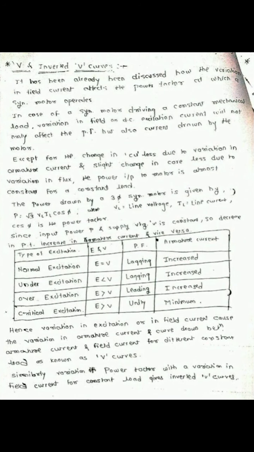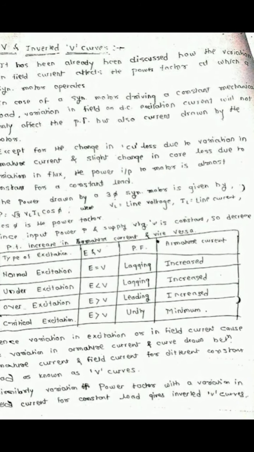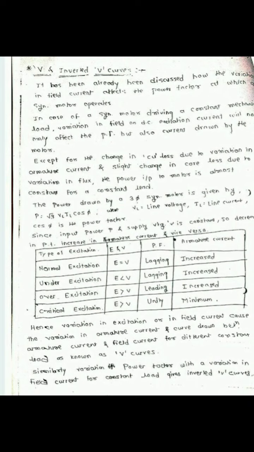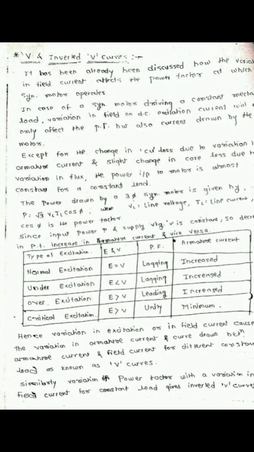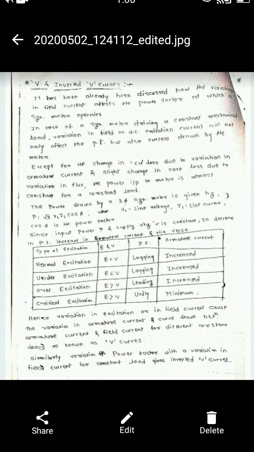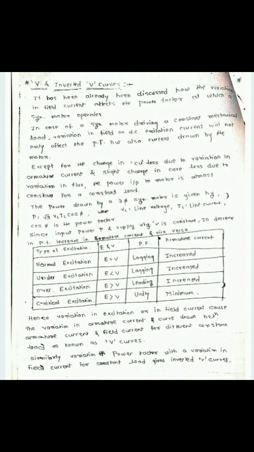The fourth type is critical excitation. In critical excitation, the power factor is unity and the armature current is minimum. Hence, the variation in excitation or field current causes a variation in armature current, and the curve drawn between the armature current and field current for different constant loads shows the V curve.